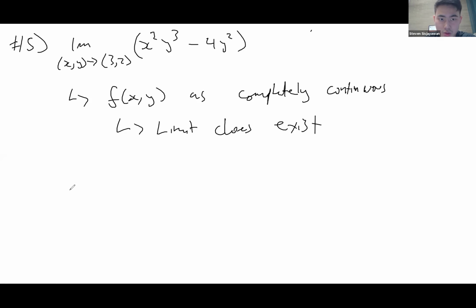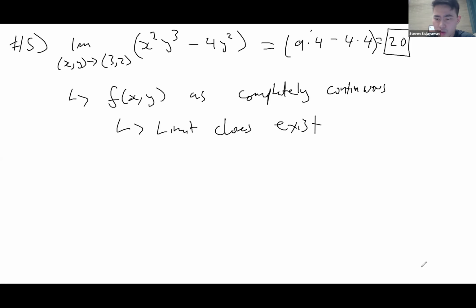Now the limit as (x, y) goes to (3, 2), if we plug that in, what do we get? We get 9 times 4 minus 4 times 4, and that's going to be 20. All right. That's just another thing I want to point out: whenever you have a function that's continuous, that limit does exist. So you don't have to go through all the different steps. And that's another way of tackling these questions. We can just see whether a function is continuous or not.